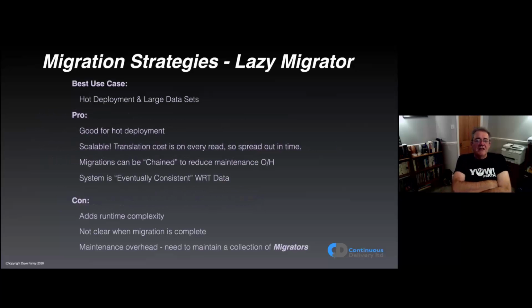The best use cases for this: hot deployments, large data sets, pretty extensive data sets. It works at fairly large scales, perhaps not quite as large as the previous one. It's good for hot deployment because when we deploy, it's going to be able to read old versions of the data, and as long as we've got the migrators in place, we're good to go. It's scalable. Translation cost is on every read, so it's spread out over time. And migrations can be chained together. So you can imagine having a migrator that goes from version 1 to version 2, and then another one that goes from version 2 to version 3. And as long as you do them sequentially, everything's going to work fine.